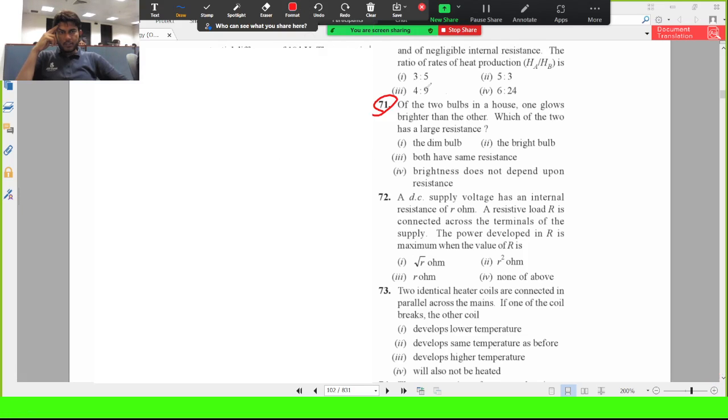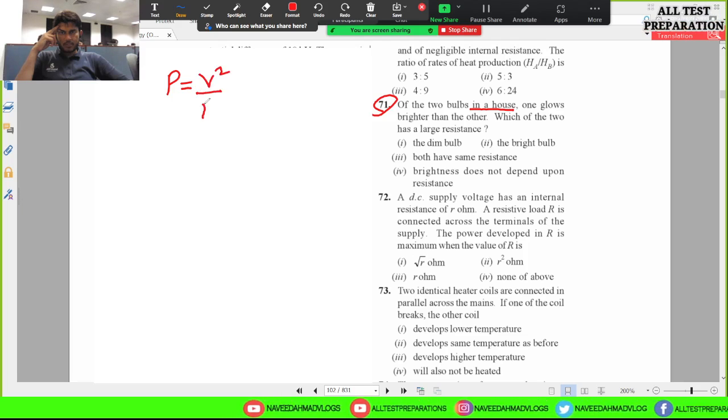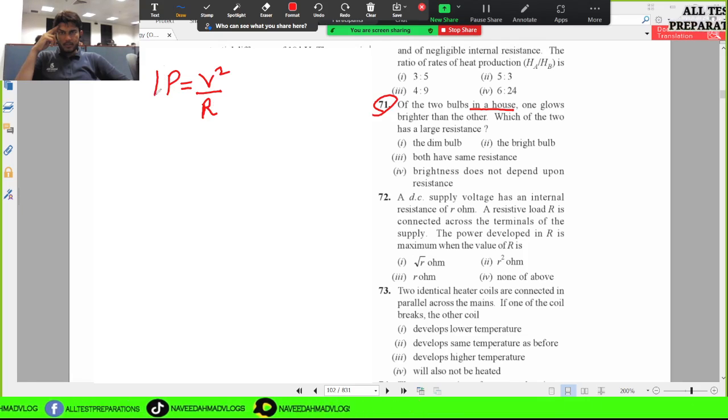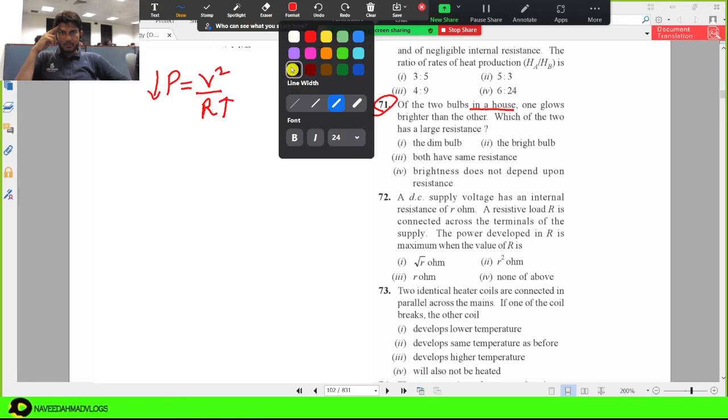Okay. So as we know, in our house the connection is in parallel, not in series. So in parallel, the voltage will remain constant. So we also have the relation between power, voltage, and resistance. That is, power is equal to V squared divided by R. Okay. So voltage is constant, so it means that your power will have an inverse relation with resistance. So for large resistance, the power will be less. If your resistance is high, then the power will have a small value.